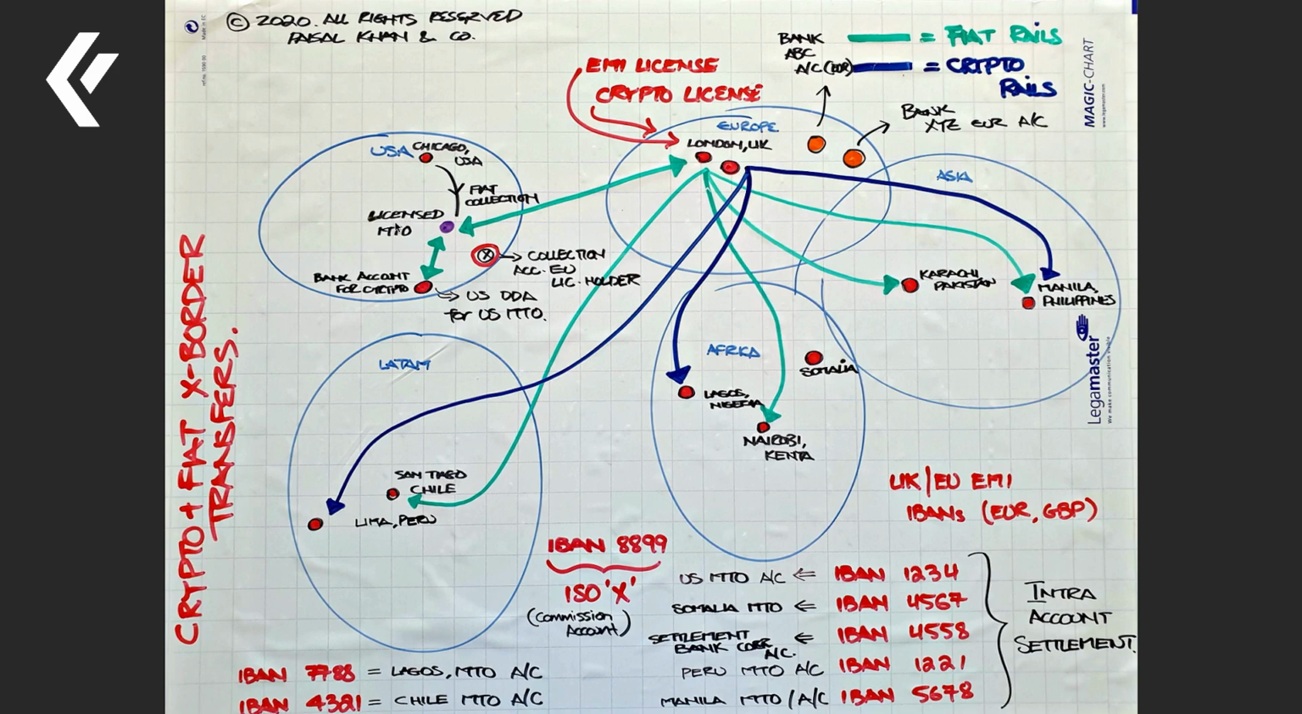So this US money transfer operator has an account with this EU EMI license holder. They can give the Somalian MTO an account in the EU. They can give a settlement bank, a corresponding account. They can give the Peru company an account. They can give the Manila MTO an account. They can give the Lagos MTO an account. They can give the Chile MTO an account.